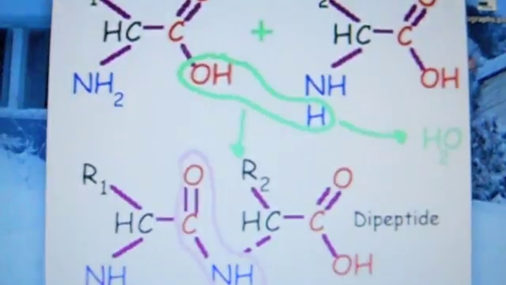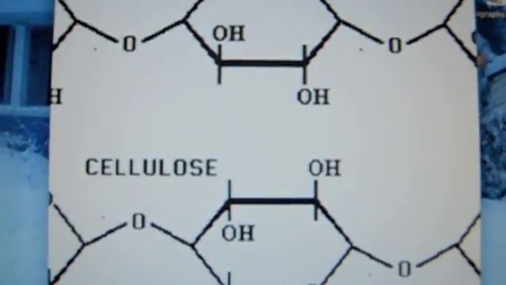There are three macromolecules: proteins, lipids, and carbohydrates. Each is digested in a different way. All three begin digestion in the mouth with chewing.